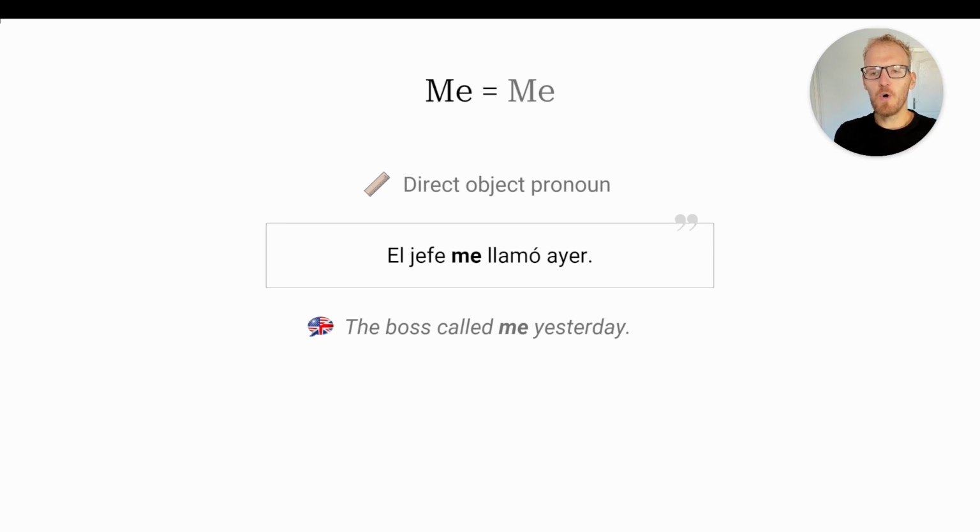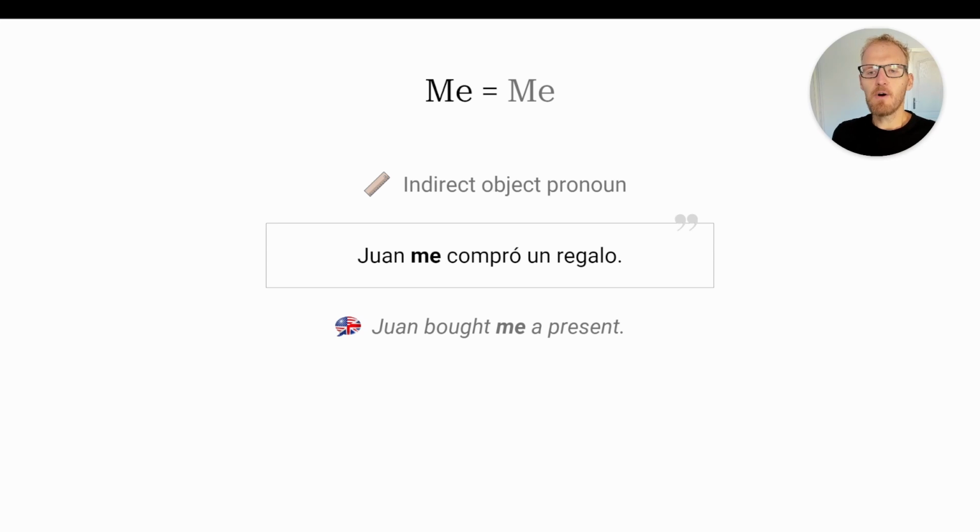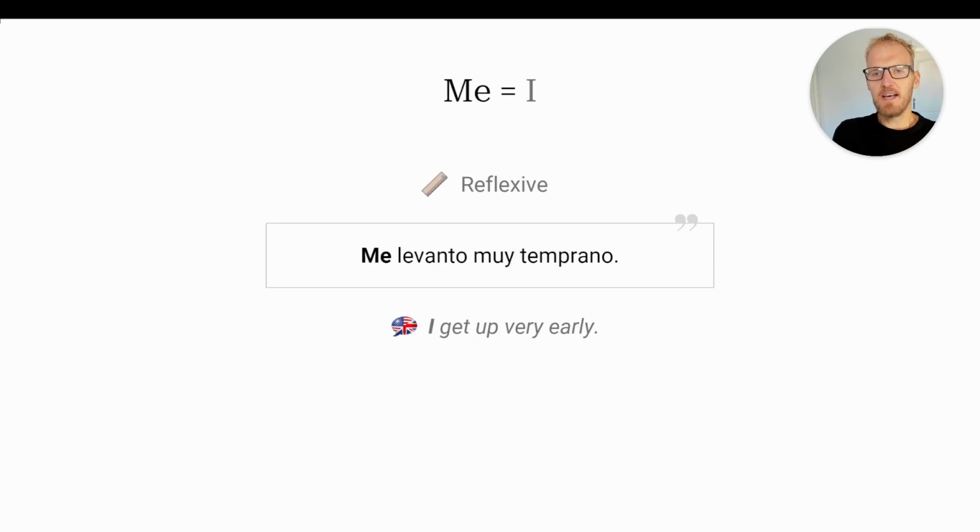The boss called me yesterday. Me llamó, called me. And Juan me compró un regalo. Juan bought me a present. In this case, it's an indirect object pronoun because the direct object is the present, el regalo. And an example with the reflexive construction, in which case it is no longer me in English, it's the subject pronoun I, would be me levanto muy temprano. I get up very early.